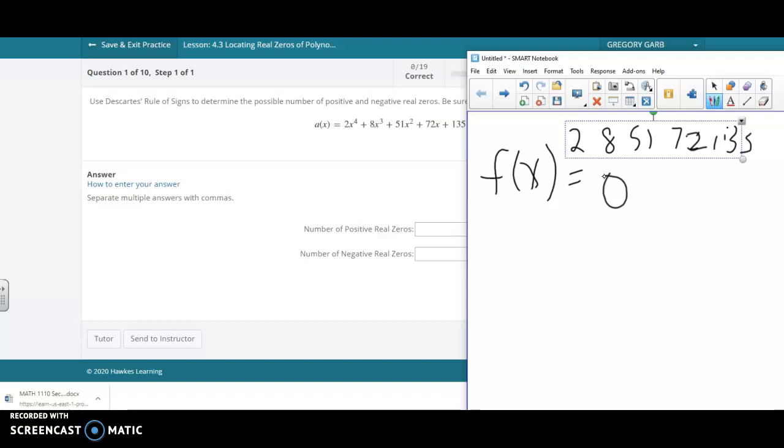Now remember, we alternate by taking away, well, we'll say that in a second. In other words, if we have imaginary answers, those always come in powers of 2. So we have to keep that in mind.